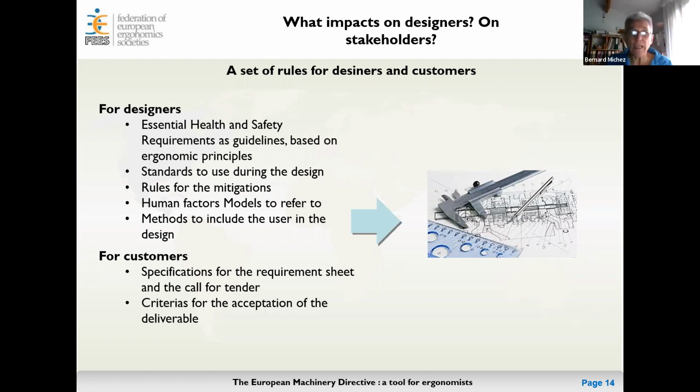It includes many dimensions of design, including the notion of reasonably foreseeable misuse, which is very useful in order to allow the end users a feedback towards designers and manufacturers. So real life is not always as you think it is. This is something it reminds us.